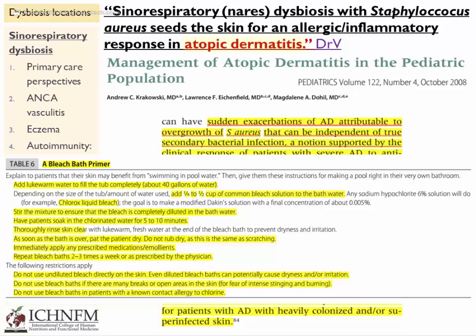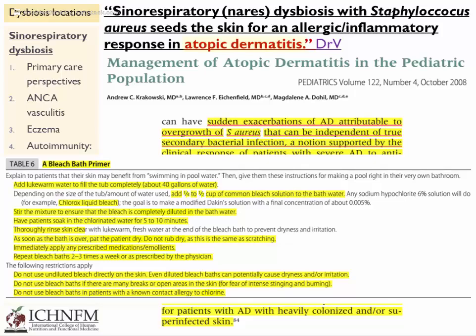Let's look here at their bleach bath primer. Obviously very important to follow instructions, so let's review these here. Add lukewarm water to fill the tub completely, approximately 40 US gallons of water. Depending on the size of the tub or the amount of water used, add 1/4 to 1/2 cup of common household bleach to the bath water.